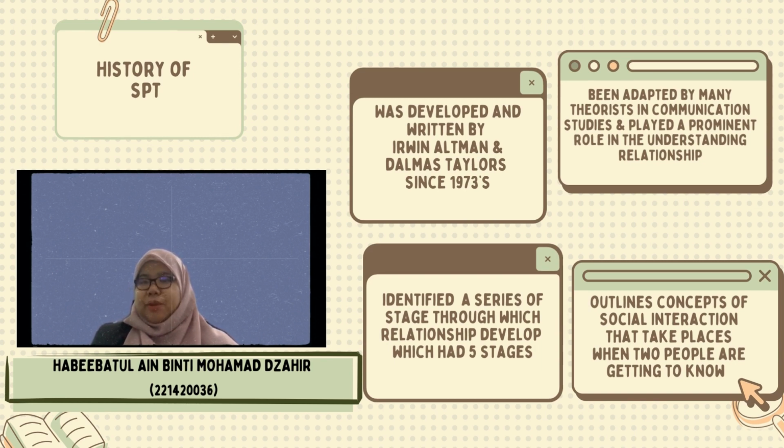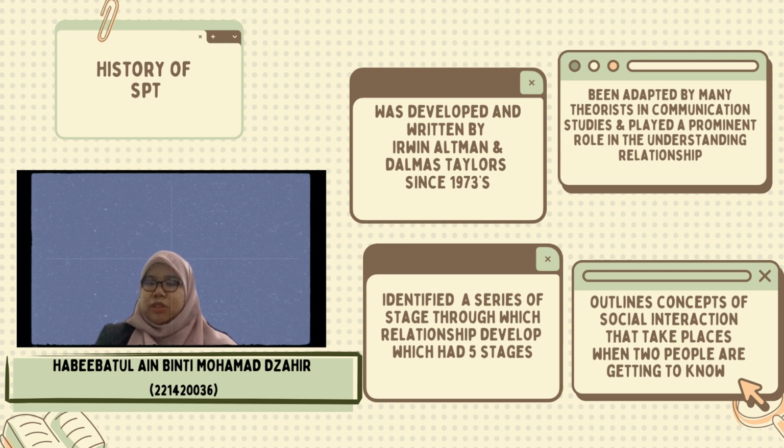Irwin Altman became an author of 20 books and 130 book chapters and professional journal articles, and has also been honored with awards from state and national professional organizations. Dalmas A. Taylor, 64, a former psychology professor and administrator at the University of Maryland, died of a brain tumor on 26 January 1998. This theory is one of the communication and psychology theories.